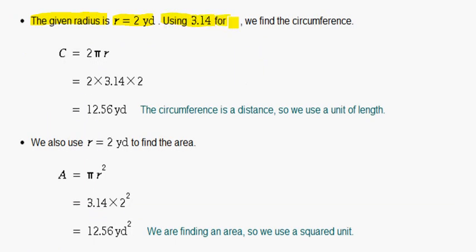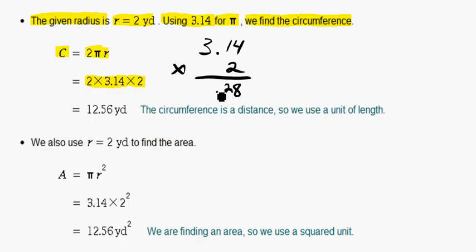Using 3.14 for pi, we find the circumference. So the circumference equals 2 times pi times r. So 2 times 3.14, which we put in for pi, and we know the radius is 2. 3.14 times 2 equals: 2 times 4 is 8, 2 times 1 is 2, bring our decimal down, 2 times 3 is 6.